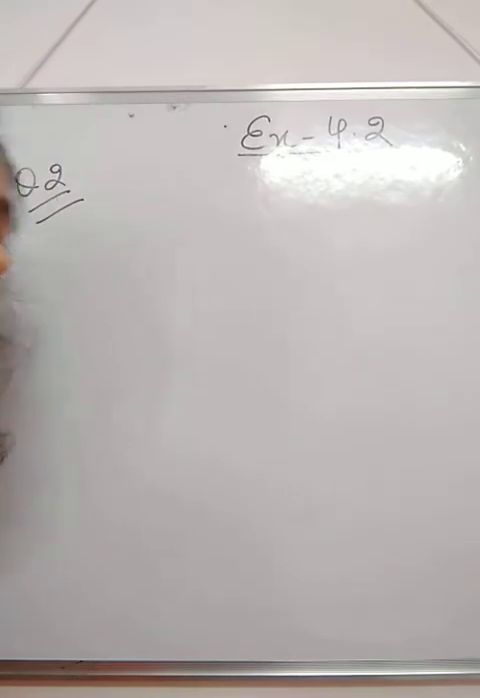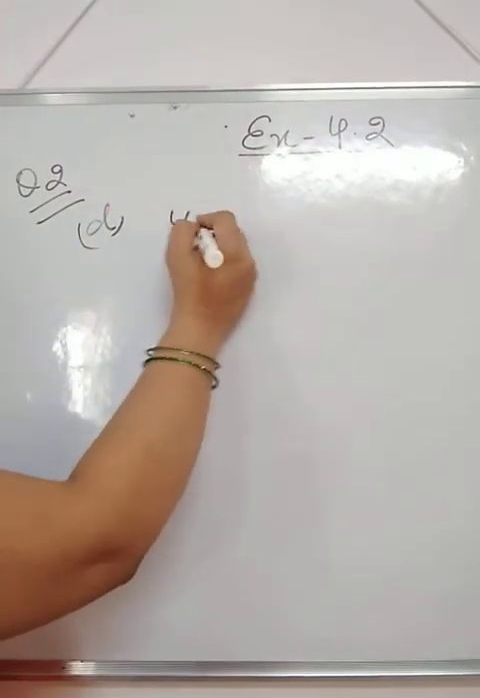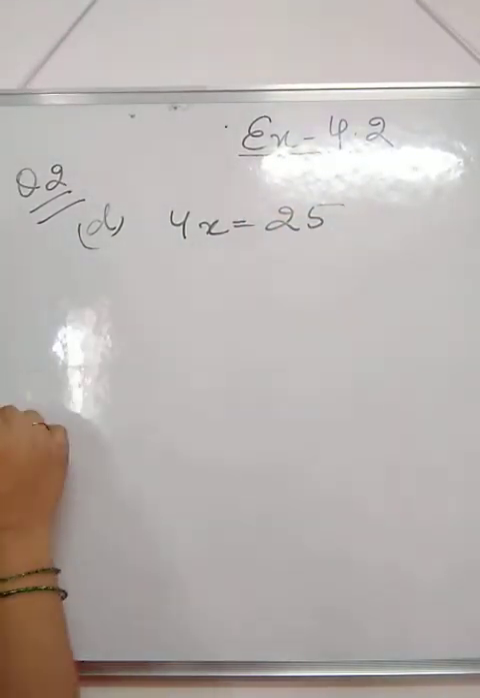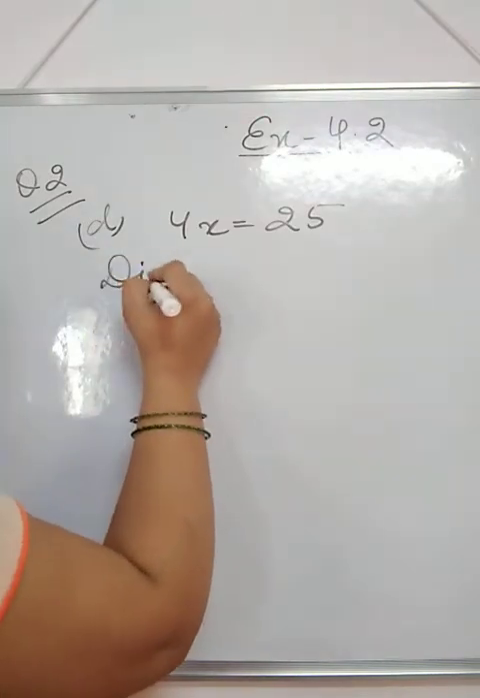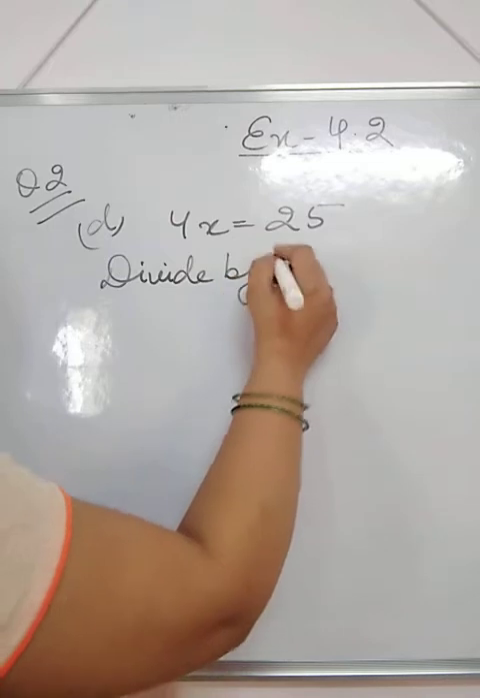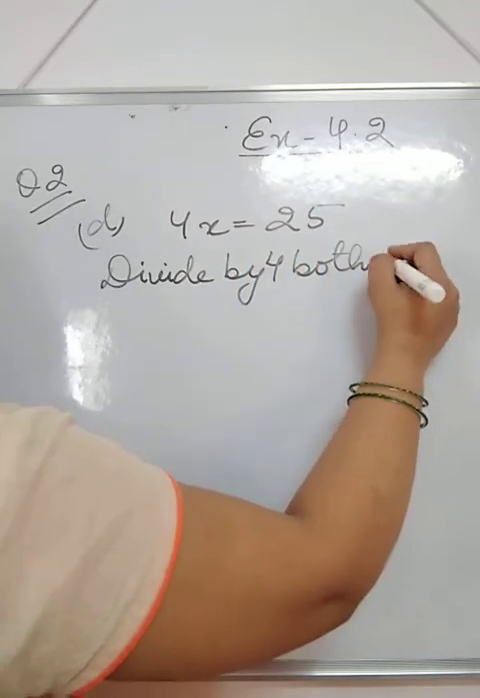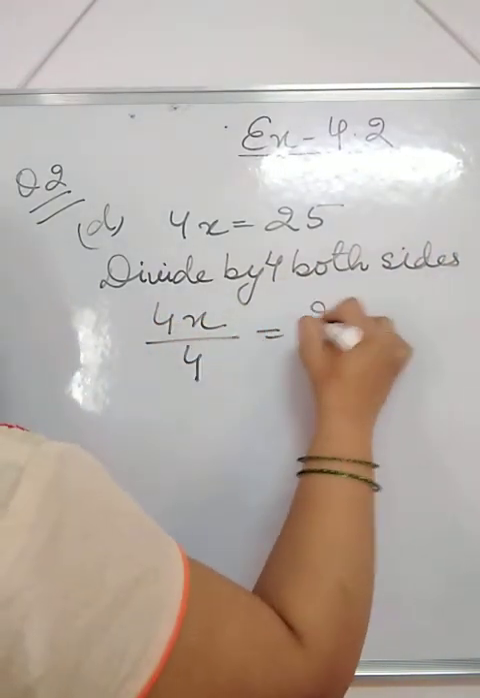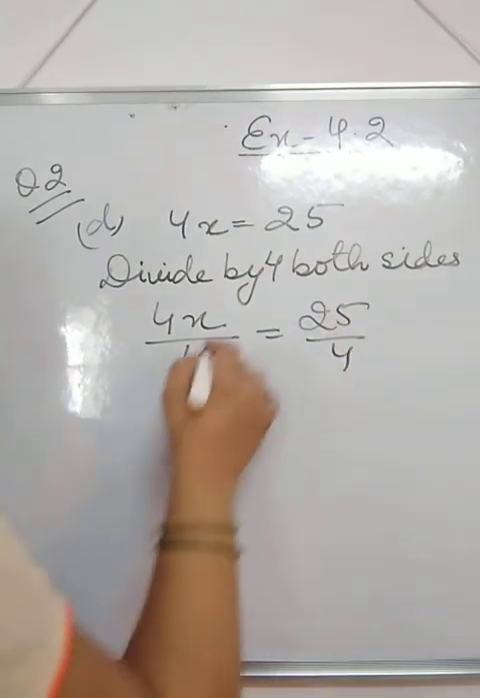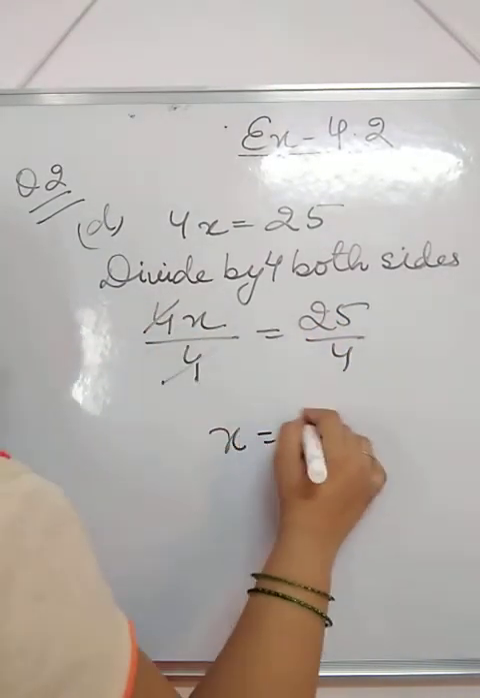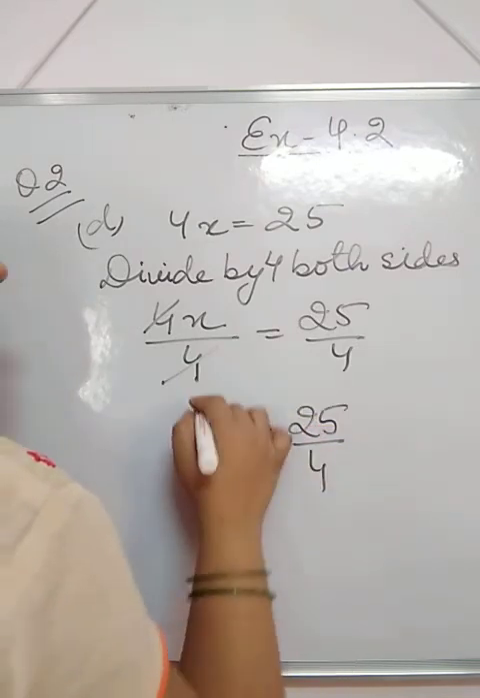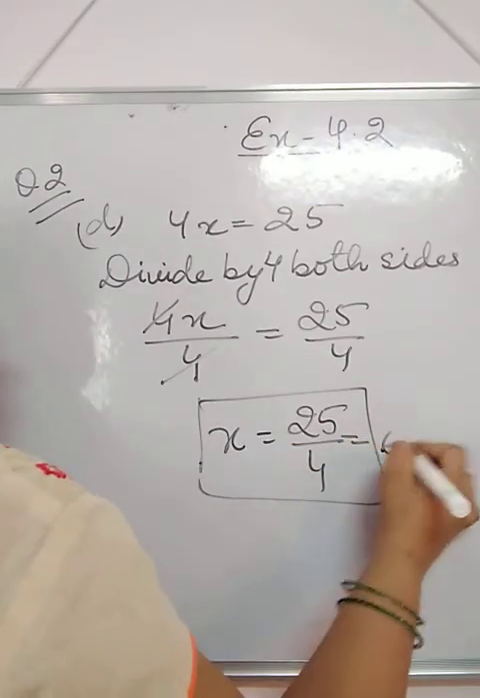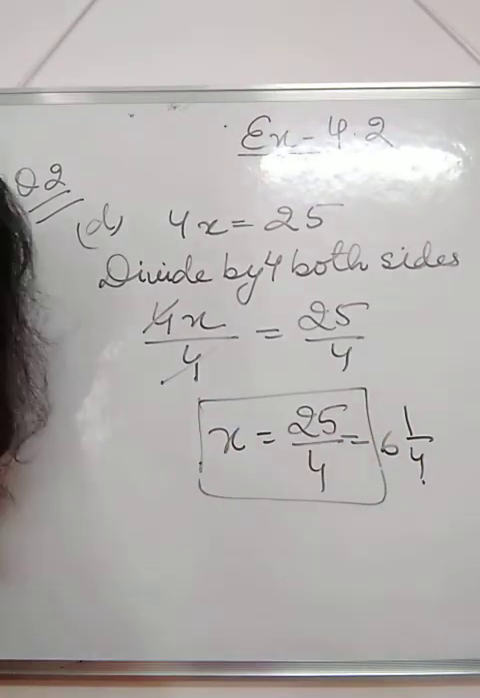Now see D part, 4x equals 25. Now 4 is in multiplication with x, so we have to divide by 4 both sides. Now 4x upon 4 is equal to 25 upon 4. Now this 4 is cancelled with this 4. Now x equals 25 by 4 is the answer. Or you can write it as a mixed fraction also: 6 whole 1 upon 4.